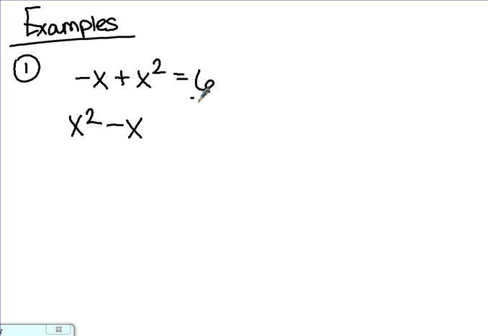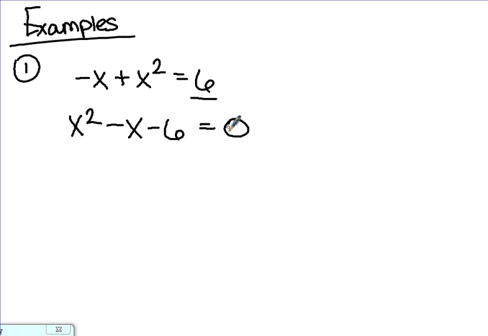We want this 6 constant to be on the other side of the equal sign. So we're going to subtract it from both sides and get minus 6. So now that we've written it in descending order, it's x squared minus x minus 6. Step 2, we're going to set the equation equal to 0. So we're going to take the entire thing and make it equal to 0.